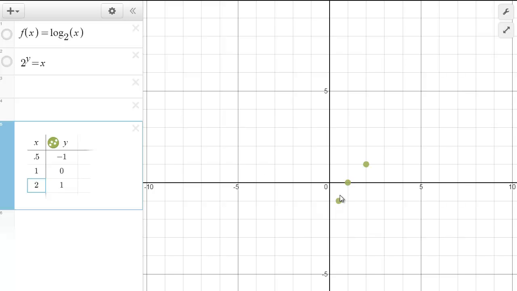So as you can see, our points are plotting out here nicely. If we had put a -2 in for y, we'd be here at 1/4. And we can see that our function is asymptotic to the y-axis. And it's going to get very large as we get further out.